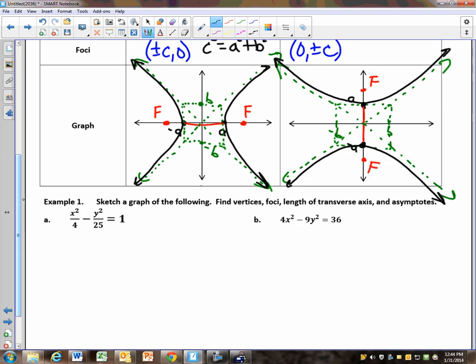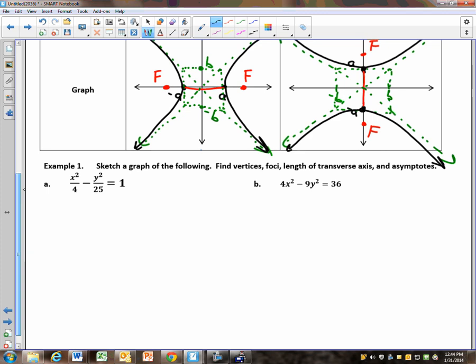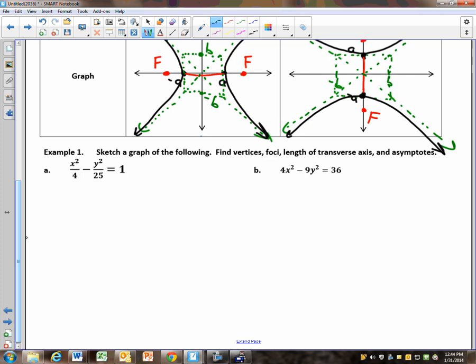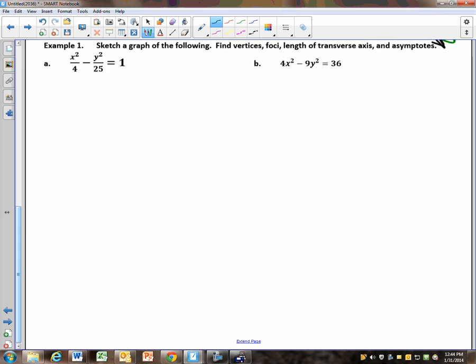Okay, there you go. So we've got it all down now, right? We got the notes there. Let's try two problems. Two problems, and that's all we do today. So let's do them. Sketch the graph. Find the vertices, foci, length of transverse axis, and the asymptotes.